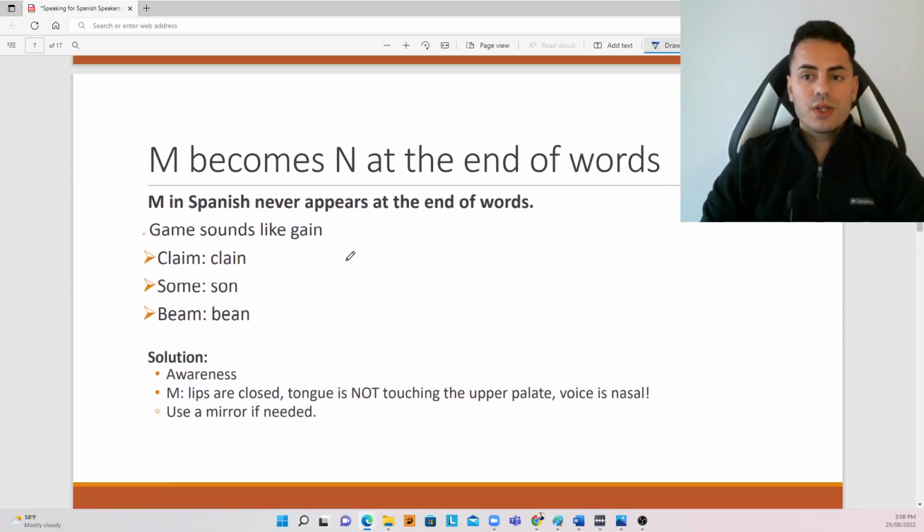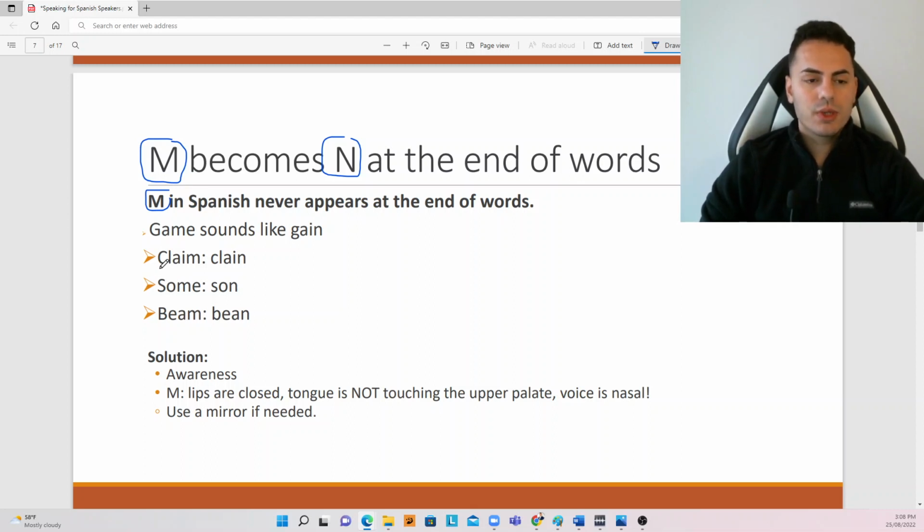The other issue Spanish speakers could struggle with is the letter or the sound M. Okay, the letter M or the sound M. You could end up saying the letter N instead, because in the Spanish language, the letter M never appears at the end of words. It's very unlikely to find a word ending with the letter M.